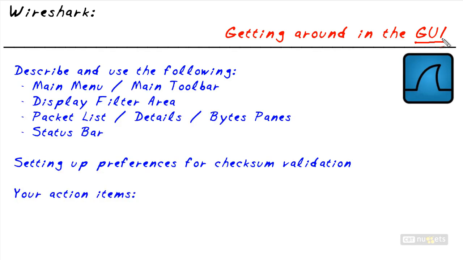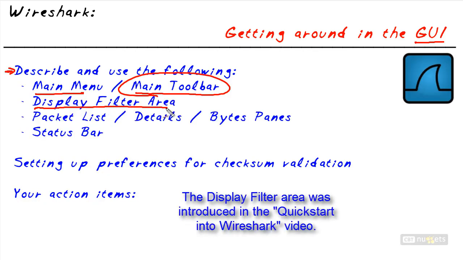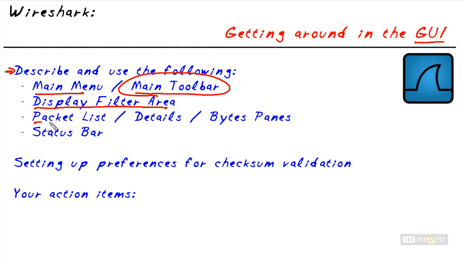Inside of Wireshark, there are some terrific options. It's important for you and I to both know the layout of the graphical user interface. So our goal in this nugget is to describe and use the following: the main menu, the main toolbar, which is really a critical area inside of Wireshark, the display filter area when we sorted based on just ARP type of protocol. We also have three panes that are really important: the packet list, the packet details, the packet bytes, and there's also a status bar at the bottom.